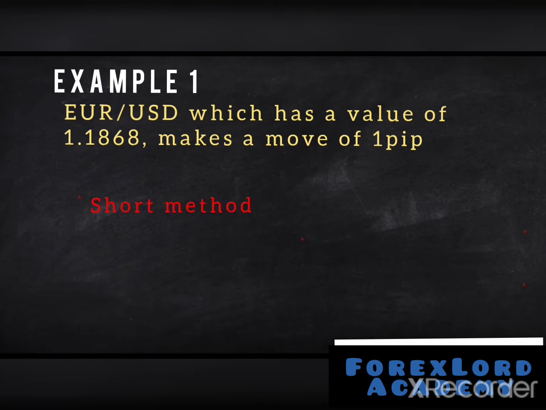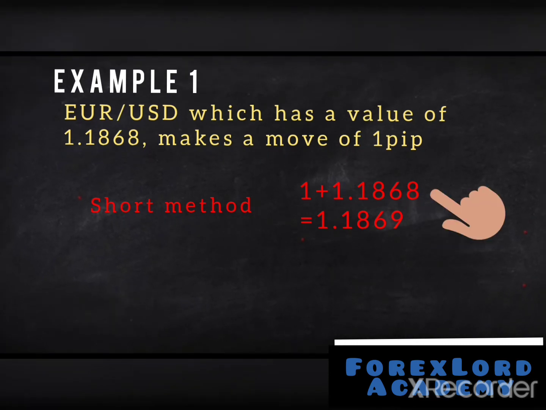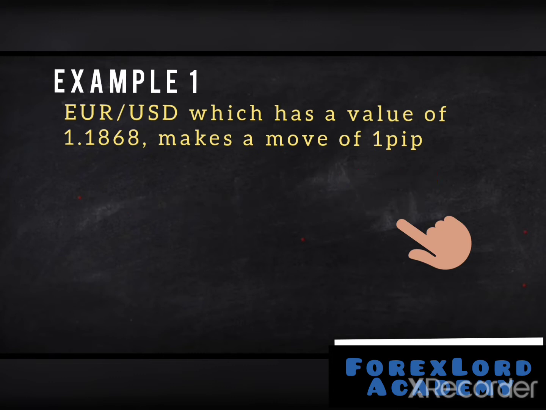Remember, I told you that pips are calculated from the 4th decimal place, right? So you add 1 to the 4th decimal place. Short method, simple. And the answer will be what? 1.1869. Beautiful, right? Good. Now let's go to the long method, applying the formula.